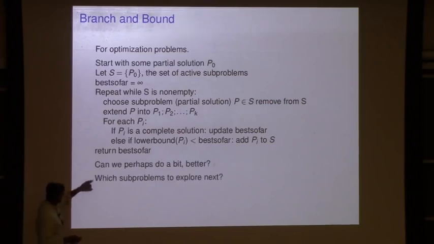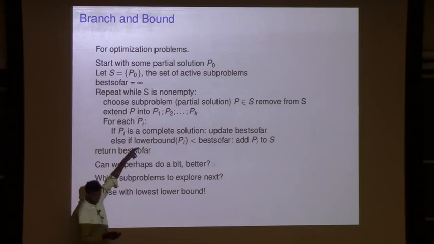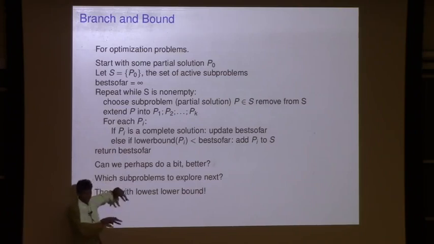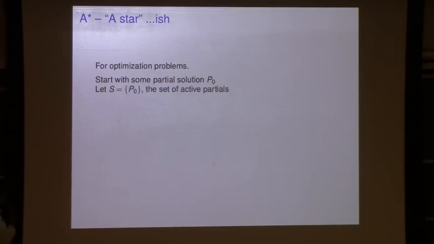Again, which subproblems to explore next, and then you should use a priority queue. You've thought about the problem in a way that tells you, well, okay, this doesn't look good. And not only that, I can prove that it has value at least so much. I'm going to show you that. For optimization problems, start with some partial solution. It's also sometimes called A star.